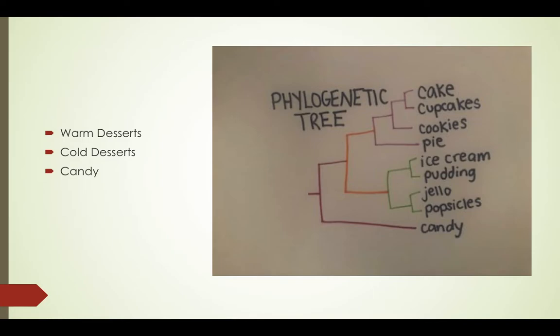The parts of the first branch, containing cake, cupcakes, cookies, and pie, are closely related because they are all warm desserts. The parts of the second branch, containing ice cream, pudding, jello, and popsicles, are all closely related because they are cold desserts. Then the last branch, containing candy, is on its own because it didn't fit into any other category.